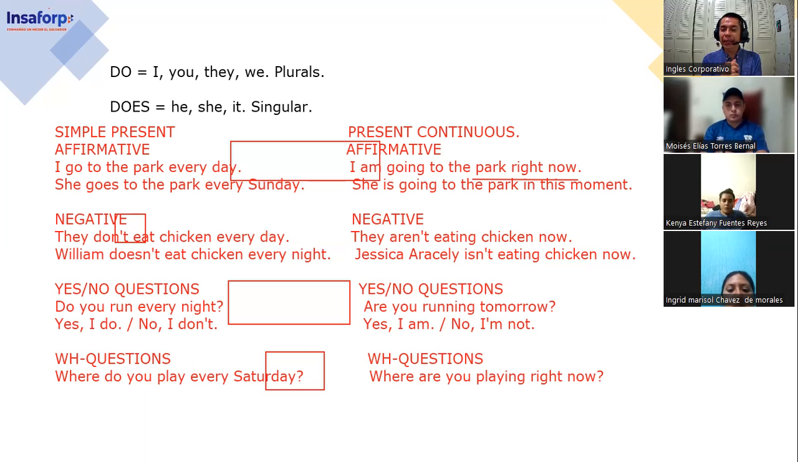Ok, Ingrid, ¿le queda claro lo de los auxiliares? Yes, teacher. Ok, cualquier cosita, ahí vamos a usar otros ejemplos para terminar de aclarar.